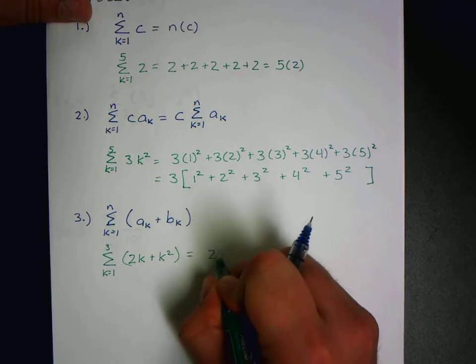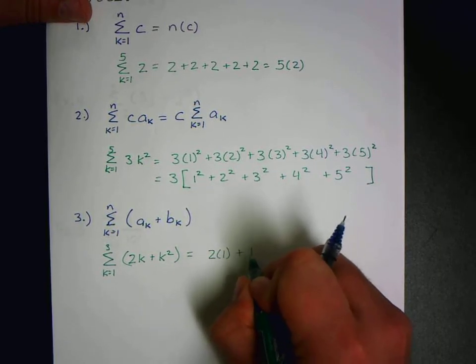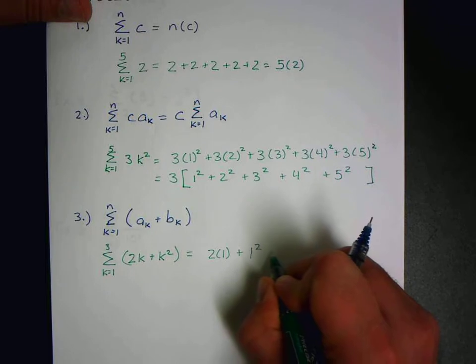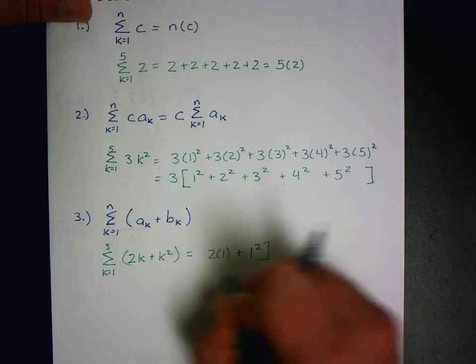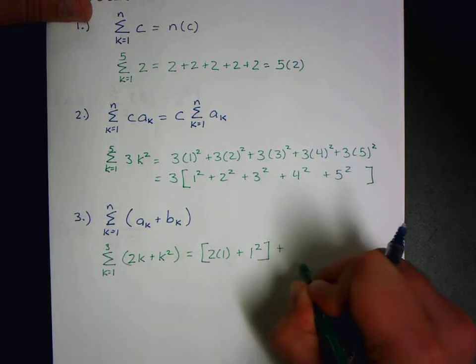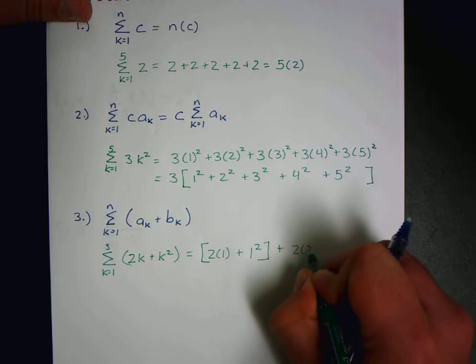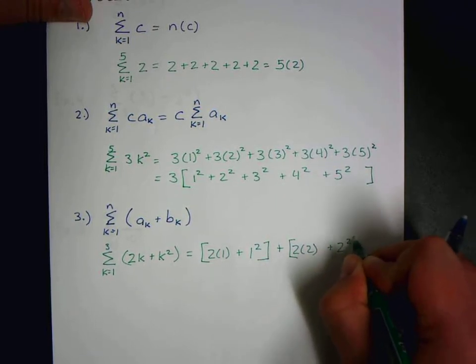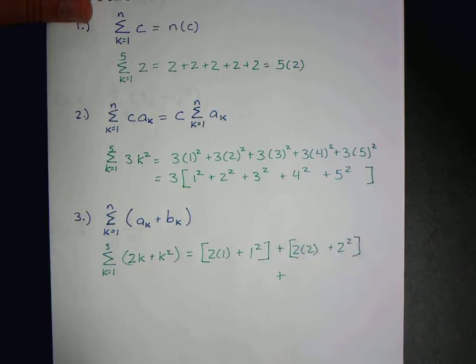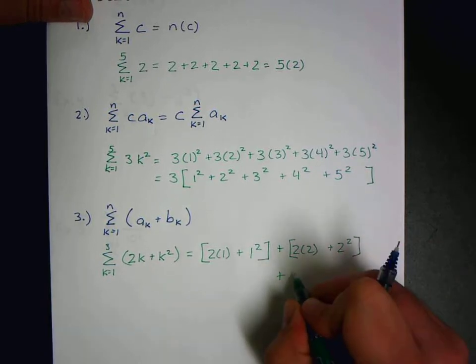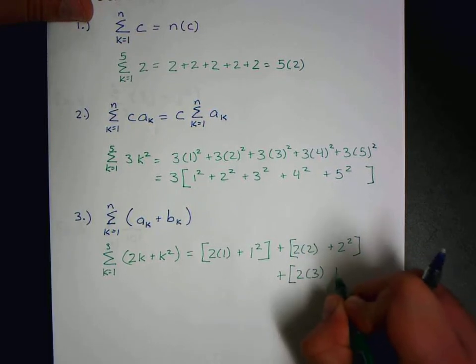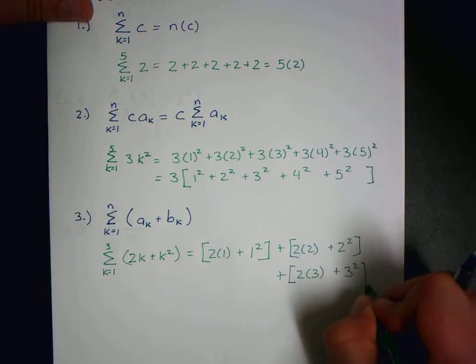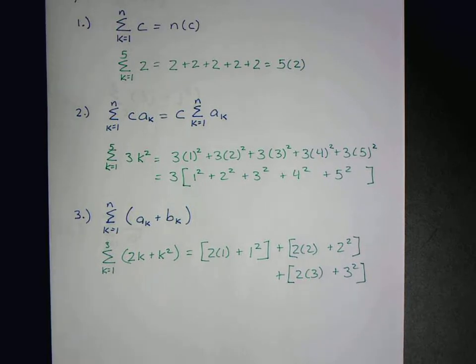So that'd be 2 times 1 plus 1 squared, plus 2 times 2 plus 2 squared, plus 2 times 3 plus 3 squared. Okay, what this rule wants us to do is to regroup.